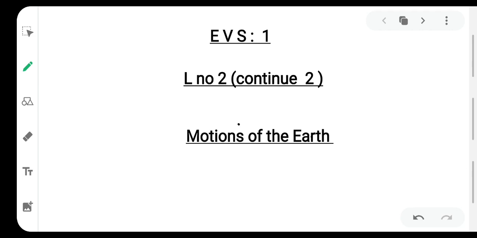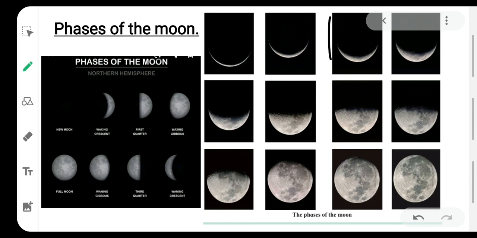Today we are going to study Evs-I. Lesson number 2 we will continue in this video, that is motion of the earth. So let us proceed further, that is phases of the moon.